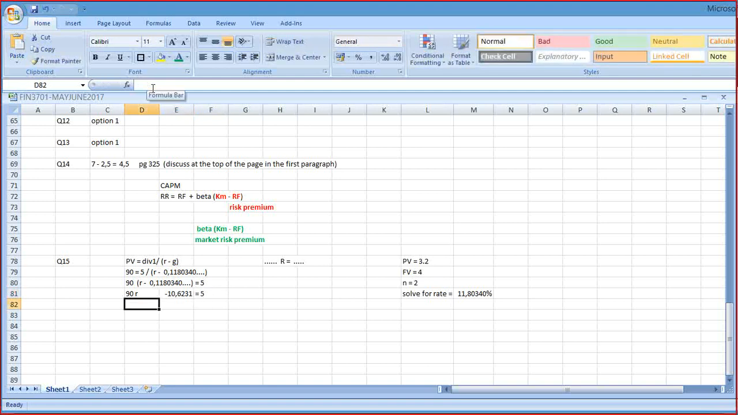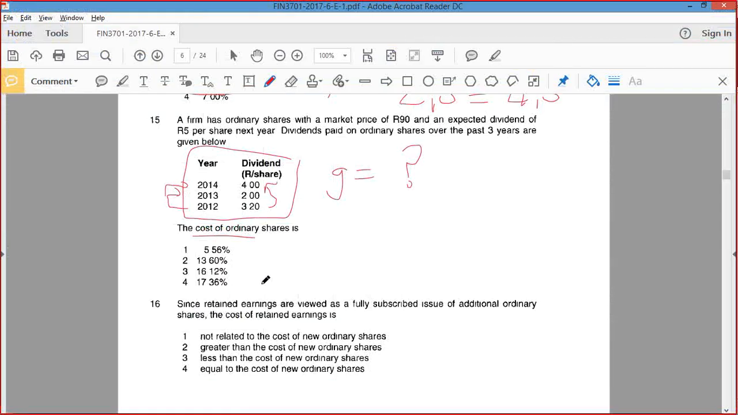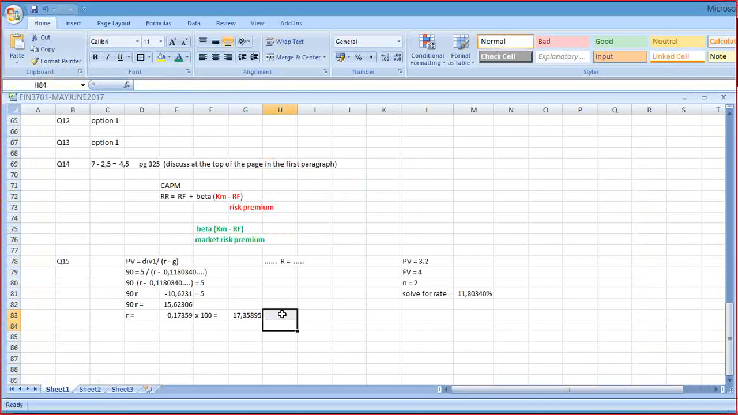Okay, equals 5. Alright, so then what do I do? I take this across. I'll have 90R. I'm just doing mathematics here. Okay, 5 plus, gives me that. R equals that. Times it by 100 gives me a percentage. 17.35%. Option 4. Okay. Cool.